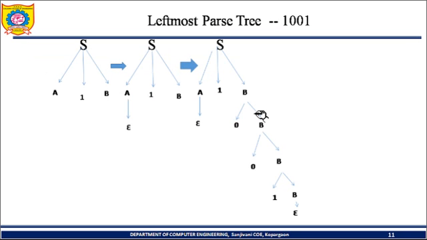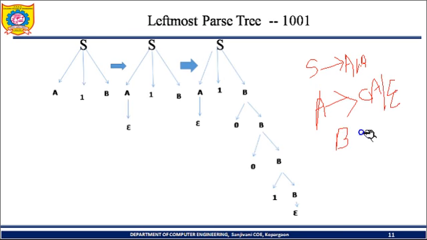For 1001, I want to use the same grammar, which is S tends to A1B. I'm going to use the same grammar which we have considered: A1B, A tends to 0A or epsilon, and B tends to 0B or 1B or epsilon. Now I want to generate the string 1001, and I want to draw the parse tree. So first of all, as I told you, the root node will be the starting symbol.